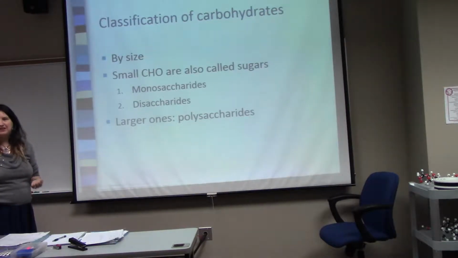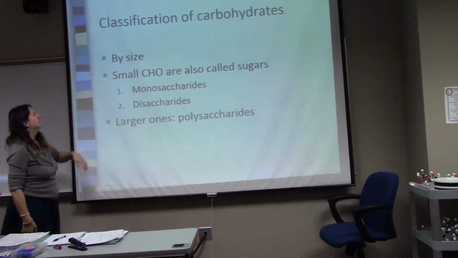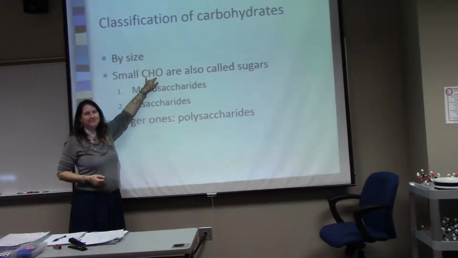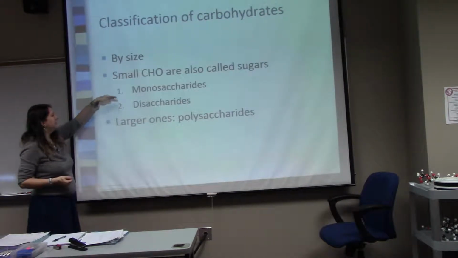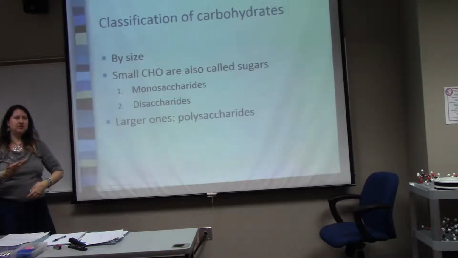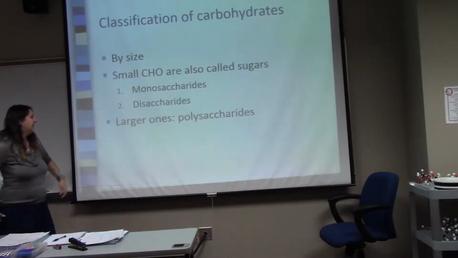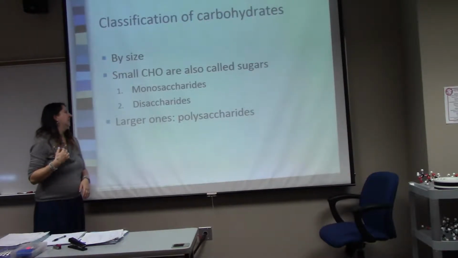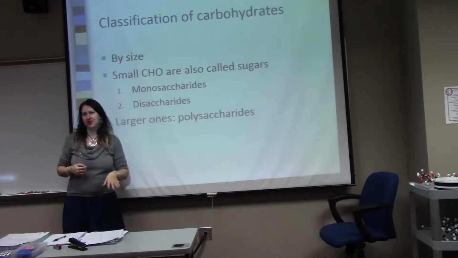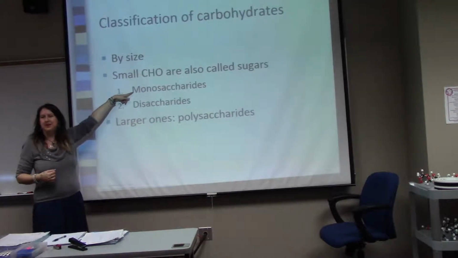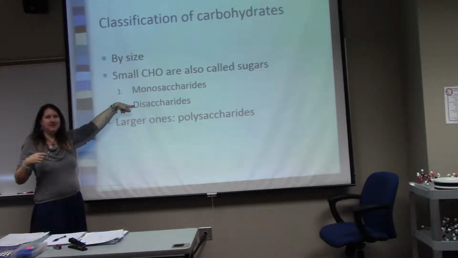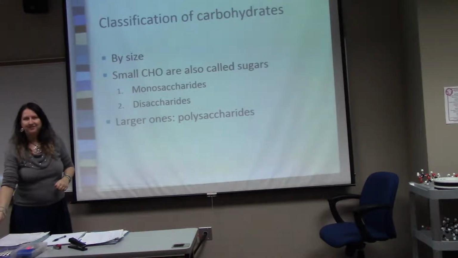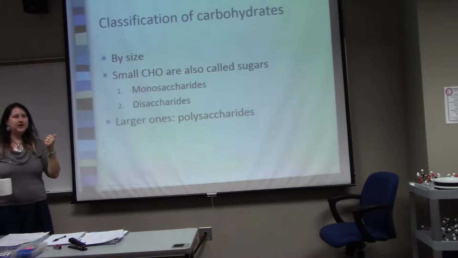Carbohydrates are classified by size. CHO is often used as an abbreviation for carbohydrate. Small ones, including monosaccharides and disaccharides, are also called sugars. Then the larger ones are polysaccharides. Saccharide part means sugar. Anyone know what mono is? One. Di? Two. Poly? Many. So our categories are 1, 2, and a lot.